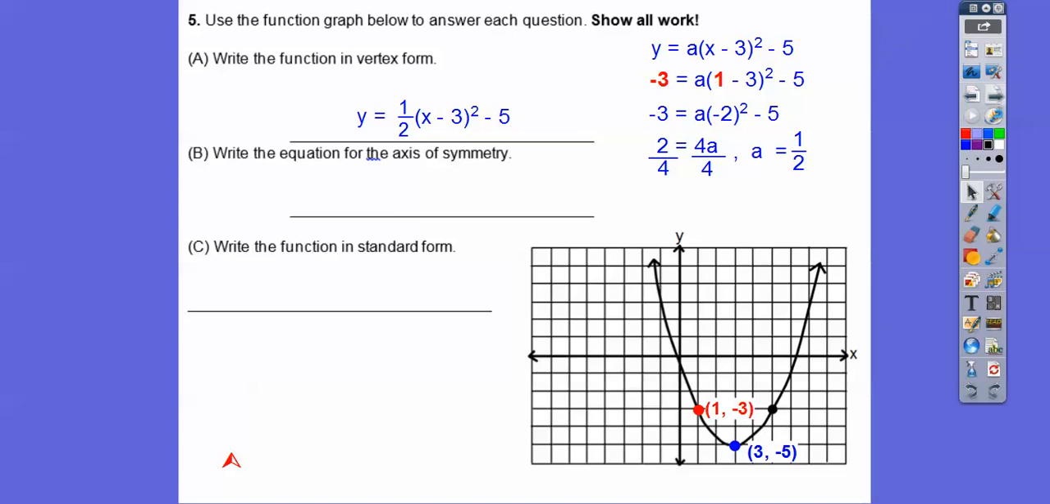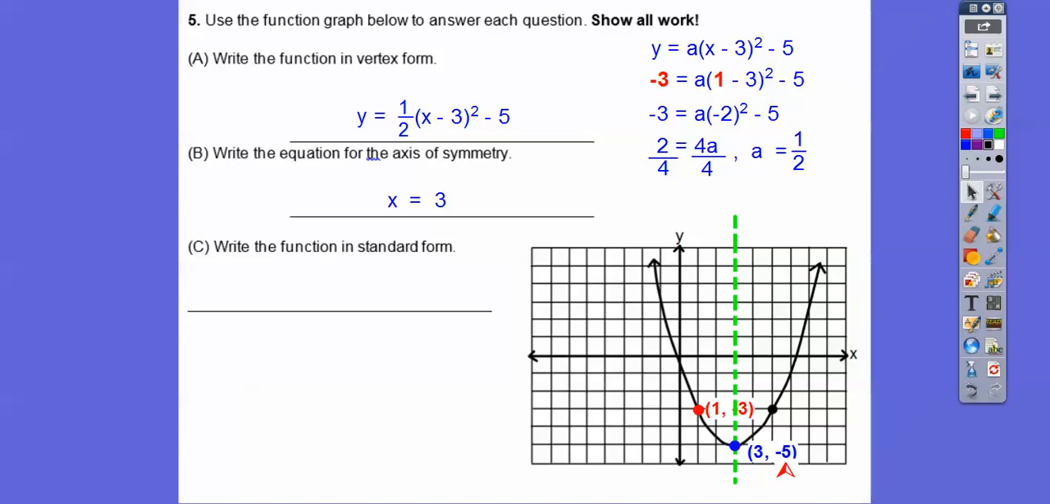Write the equation for the axis of symmetry. The axis of symmetry is where I can fold it right down in half right here. It's always x equals, a vertical line, x equals 3 for the axis of symmetry. All right, now does this graph have a maximum or minimum? It has a minimum because it goes down and mins out at y equals -5. So they asked me for the axis, or the minimum.